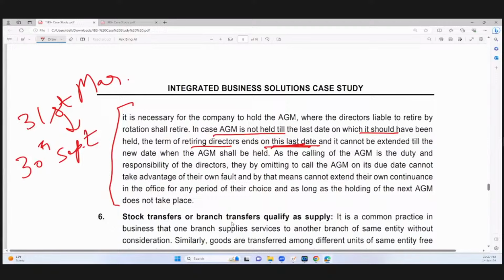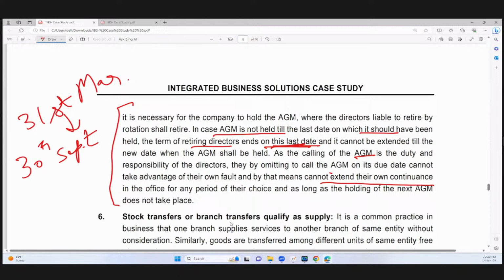Calling of AGM is the duty and responsibility of directors. So it is their fault, and they cannot call the AGM on its due date and take advantage of their own fault, and by that means extend their own continuance. So in that case, the retiring auditors cannot be reappointed.